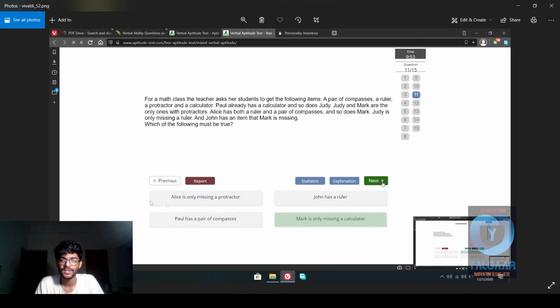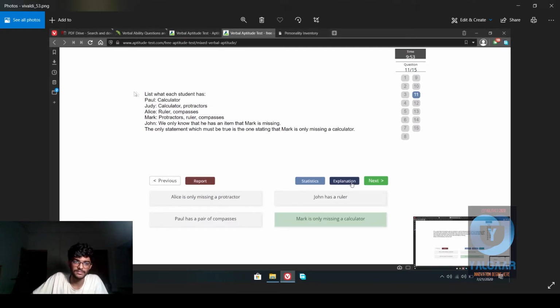So based on this, you need to find out who is missing what, right? So again, you need to find out what is remaining, what is not. Judy and Mark are the only ones with protractors. Judy is missing a ruler, and that is how you can find what is there. See what each student has. Paul has a calculator, Judy has a calculator and protractors, she lost a ruler. Alice has a ruler and compasses. Mark has protractors, rulers, and compasses. And John, we only know that he has an item that Mark is missing.